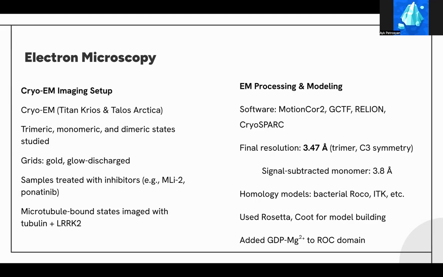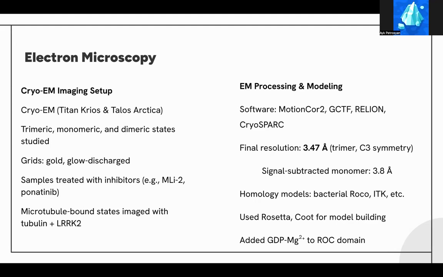Imaging was carried out using a Titan Krios microscope equipped with the K2 Summit direct electron detector and quantum energy filter. And over 3,800 movies were collected in counting mode, yielding very high resolution images. They also prepared monomeric and dimeric samples, some treated with MLI2 or ponatinib to investigate kinase conformation under different conditions. And these samples were imaged on a Talos Arctica microscope at 200 kilovolts.